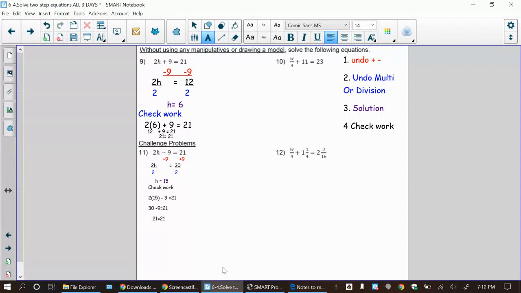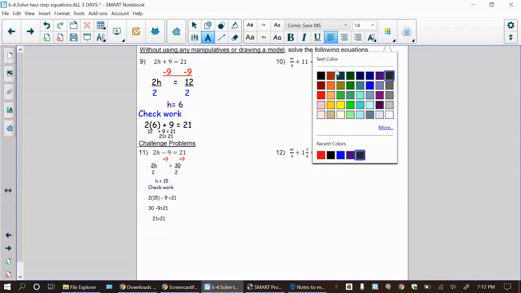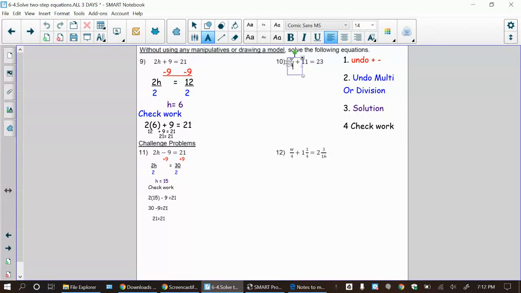Okay. Next we have w divided by 4 plus 11 equals 31. First job, so we have to get rid of the 11. Okay, it needs to be eliminated. And the way we're going to do that was the inverse of addition. Subtraction. Whatever we do to one side, we got to do it to the other side.